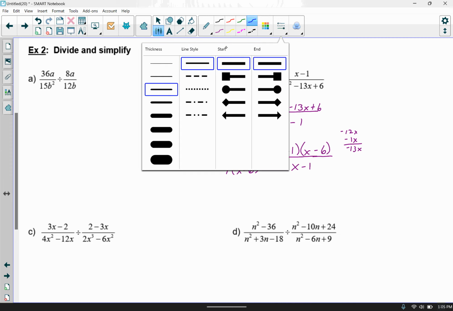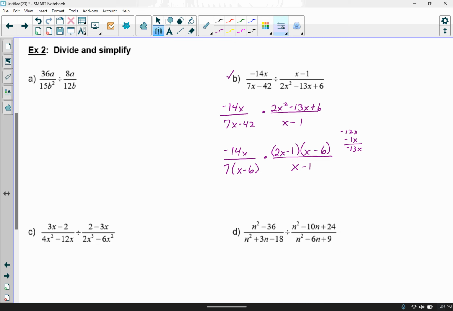Right, so now let's do any canceling that we can. So let's see, I've got this x minus 6. Those can go. The 7 and 14, divide by 7 is 1, divide by 7 is 2. And that's all we're going to be able to do. So let's write what we have left over then. Up top, I've got a negative 2x times the 2x minus 1. And then on the bottom, I just have x minus 1.